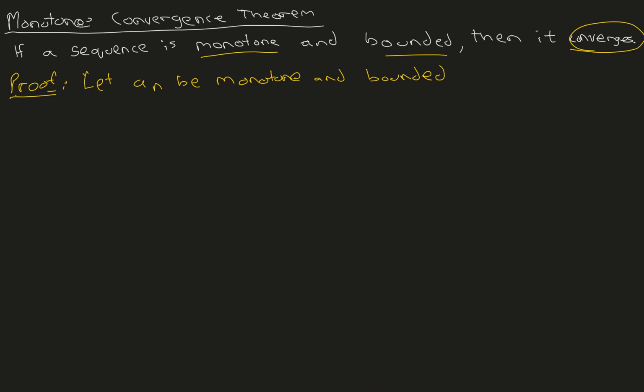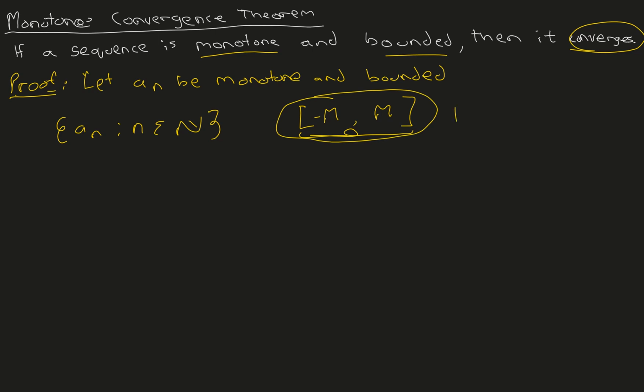We consider the set of points a_n for n in the natural numbers. Since the sequence is bounded, all the sequence terms are within a particular interval. And if you remember the axiom of completeness, it said that every non-empty bounded set has a supremum. So we're going to use the axiom of completeness to prove this theorem.